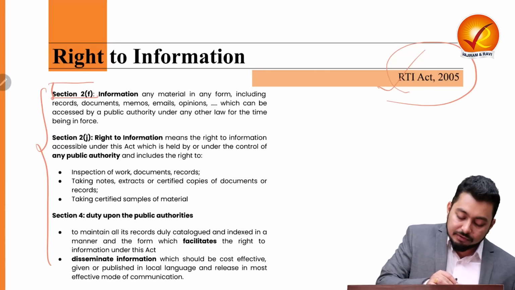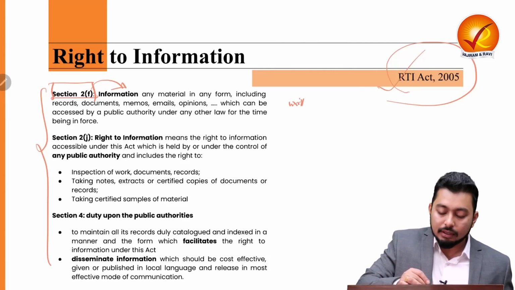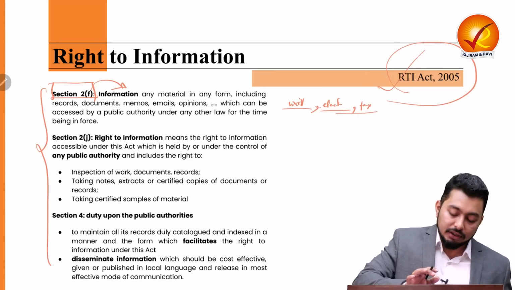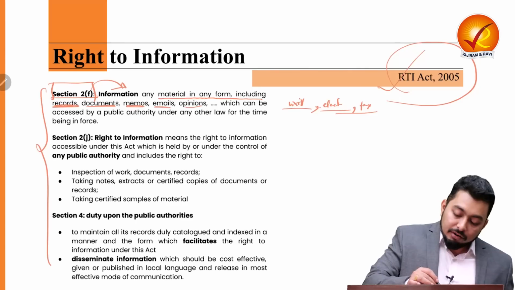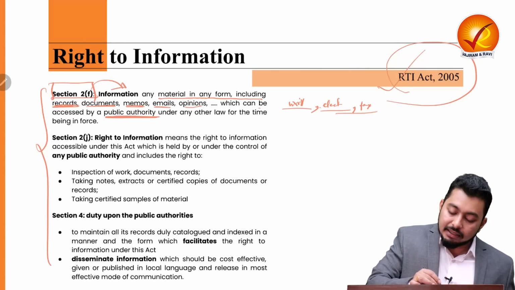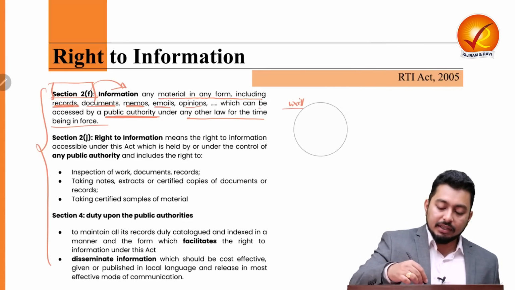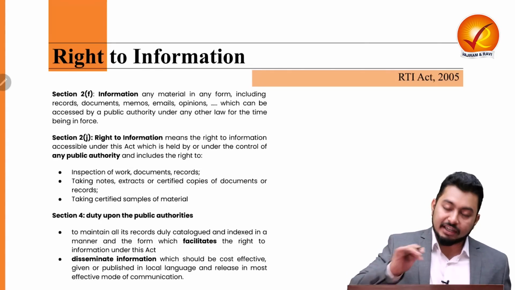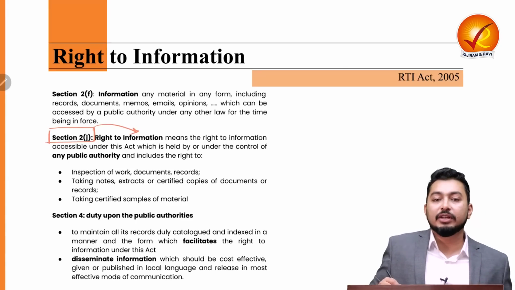So, Section 2(f) defines information. Now, what do I mean by information? It can be written, it can be in electronic format, it can be any fax, it can be any government document. So, it says any material in any form, including records, documents, memos, emails, opinions, and which can be accessed by public authorities under any other law for the time being in force. So, it simply tries to say that we are referring to all public records, all type of public records, all type of communications.